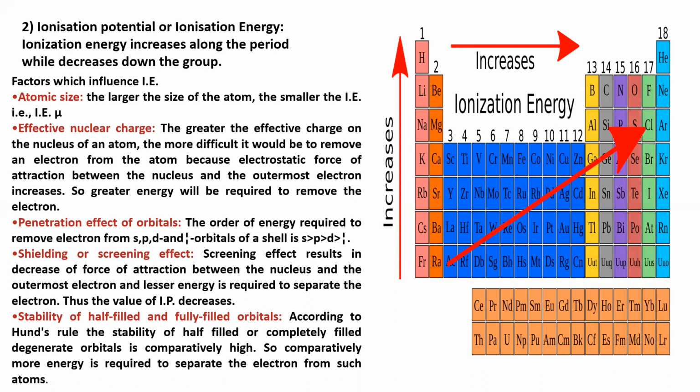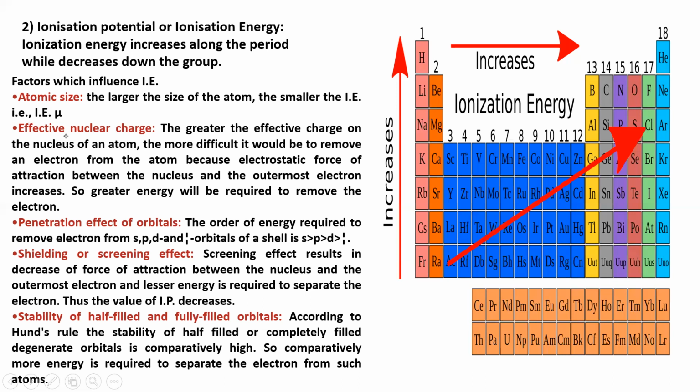Now, what are the factors influencing ionization energy? Very, very important. The first factor, which I already told you, is atomic size. The larger the size of the atom, the smaller is the ionization energy. Means as the atomic size increases, ionization energy decreases. I hope it is clear.